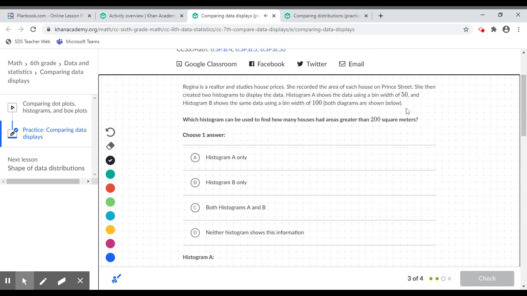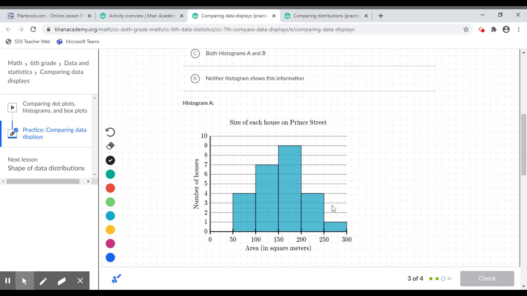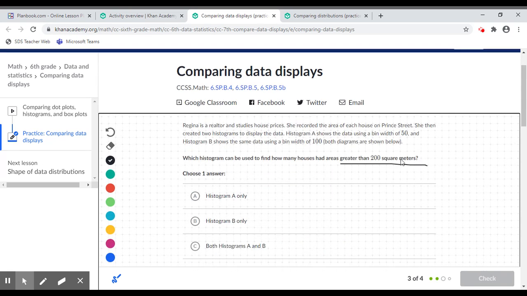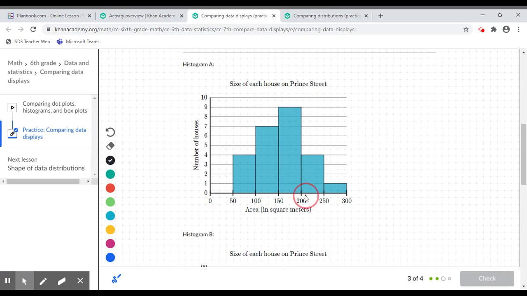Take a look at this one. It's about histograms. Which histogram can be used to find how many houses had areas greater than 200 square meters? Again, greater than 200 square meters. There's histogram A. There's histogram B. Which of them can be used to figure out which houses had areas greater than 200? Well, we can use letter A because 200 is on the boundary, right? We can say there are 4 in this bar and there's 1 in that bar. There are 5 total houses, right?